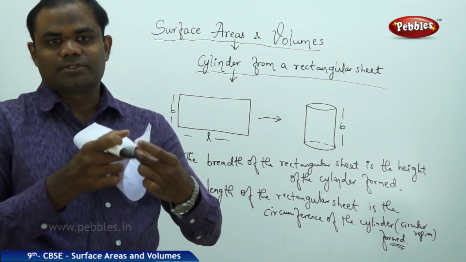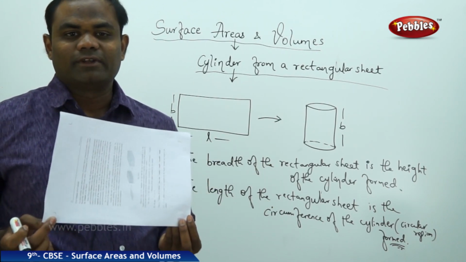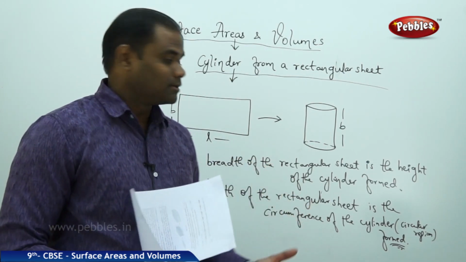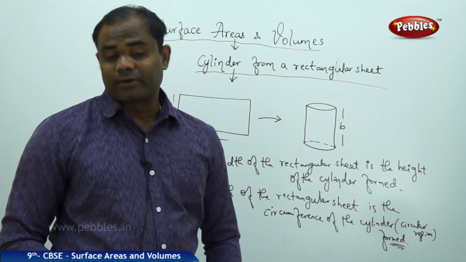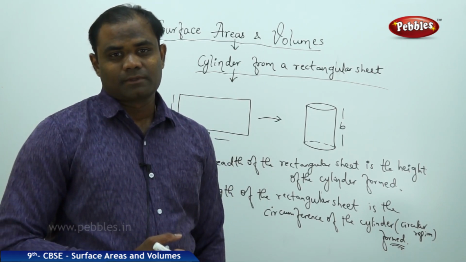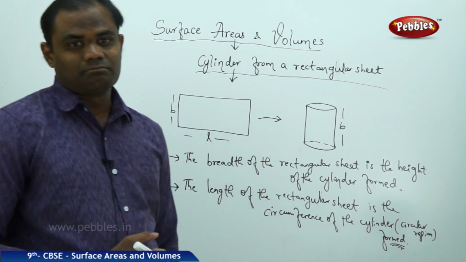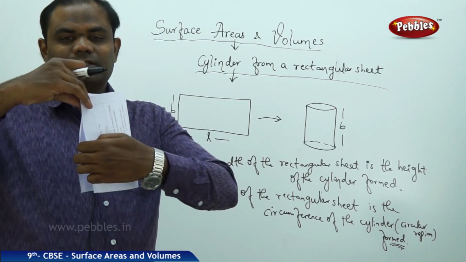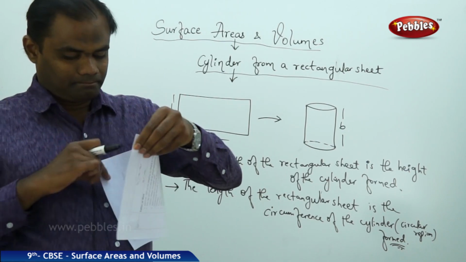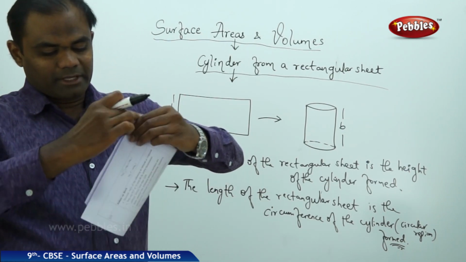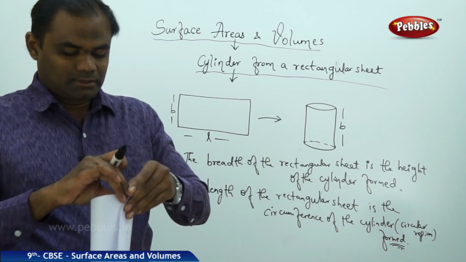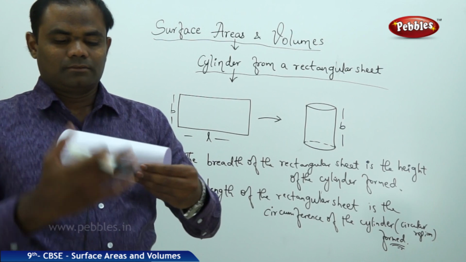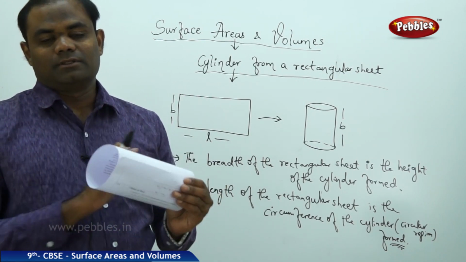This is the circumference formed with the length of the rectangle. So breadth becomes the height of the cylinder and the length becomes the circumference of the cylinder. So let's see how they are related. The same sheet of paper, which is a rectangle, now becomes a cylinder, curved and with a circle.